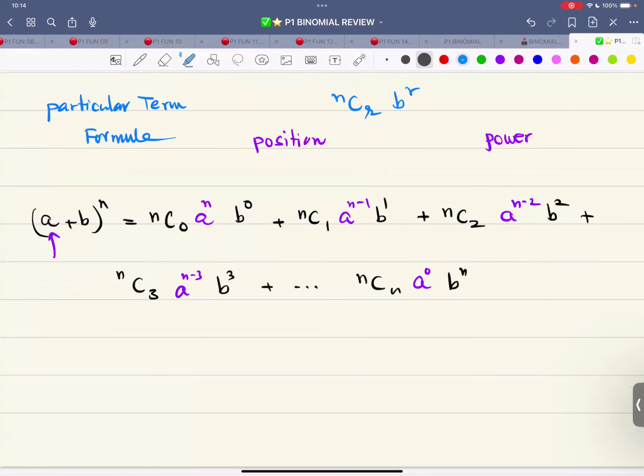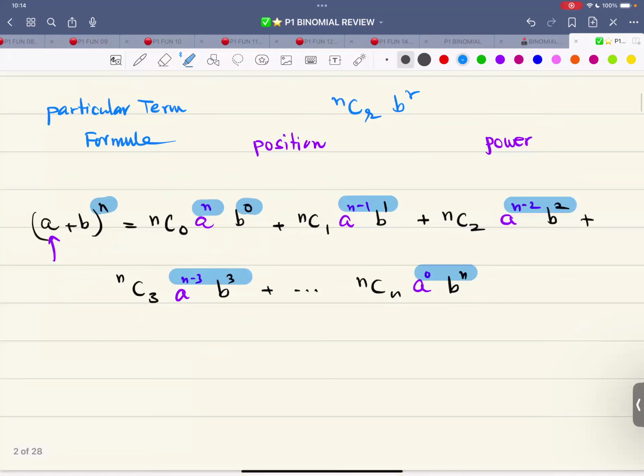Focus on the powers. The powers n and 0 add up to n. n-1 plus 1 adds up to n. n-2 plus 2 adds up to n. n-3 plus 3 adds up to n. 0 and n add up to n. That is a rule.